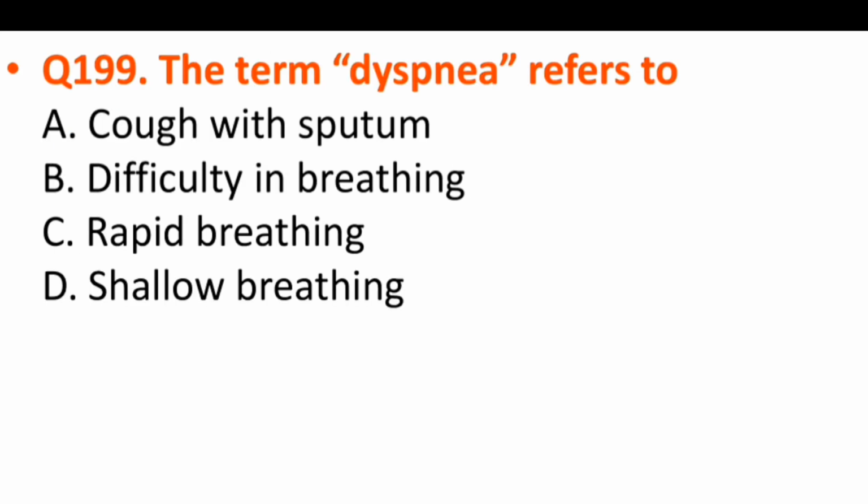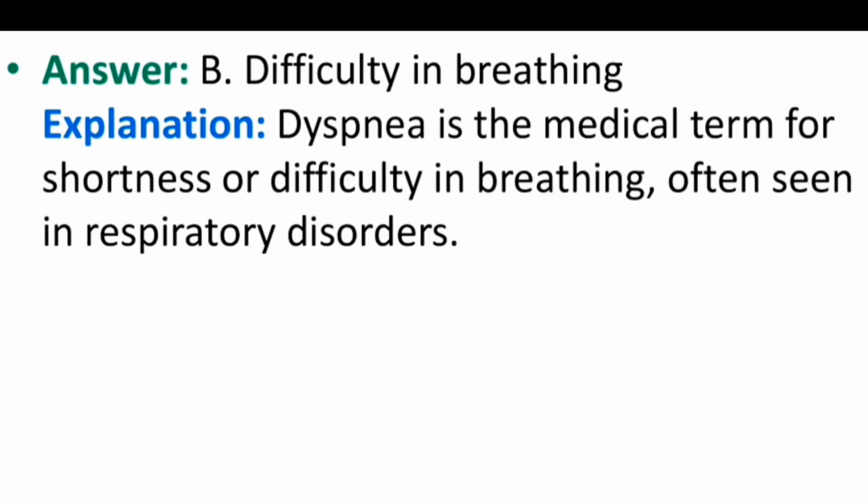The term dyspnea refers to option A, cough with sputum. Option B, difficulty in breathing. Option C, rapid breathing. Option D, shallow breathing. The correct answer is option B, difficulty in breathing. Dyspnea is a medical term for shortness or difficulty in breathing, often seen in respiratory disorders.